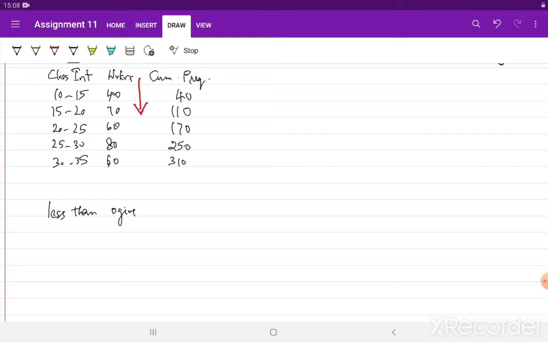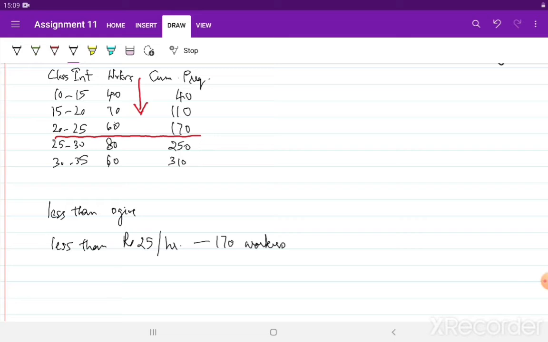Right? The question asks you to find the number of people receiving less than rupees 25 per hour per day, and that you can find by looking over here. It is 170 workers who receive less than minimum wages.